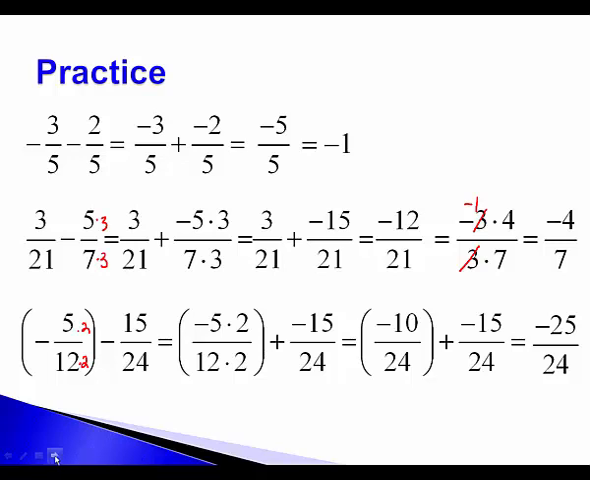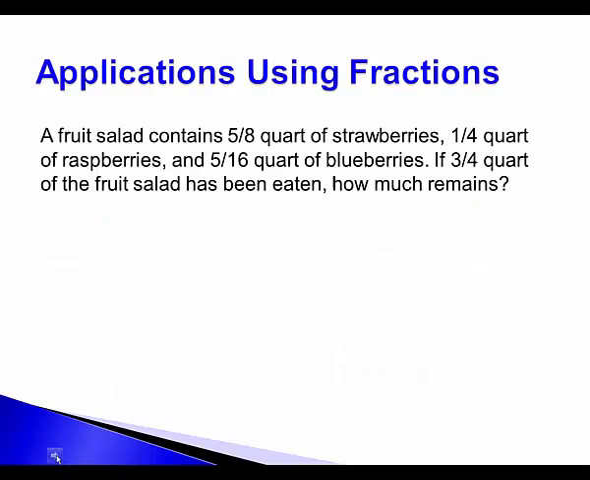Let's look now at an application using fractions. A fruit salad contains 5/8 of a quart of strawberries, 1/4 quart of raspberries, and 5/16 quart of blueberries. If 3/4 quart of the fruit salad has been eaten, how much remains? I'll be honest with you, I would do this problem in a couple of steps. The first thing I would want to find is how much fruit salad did I have total. So to do that, I would need to add the strawberry part, the raspberry part, and the blueberry part.